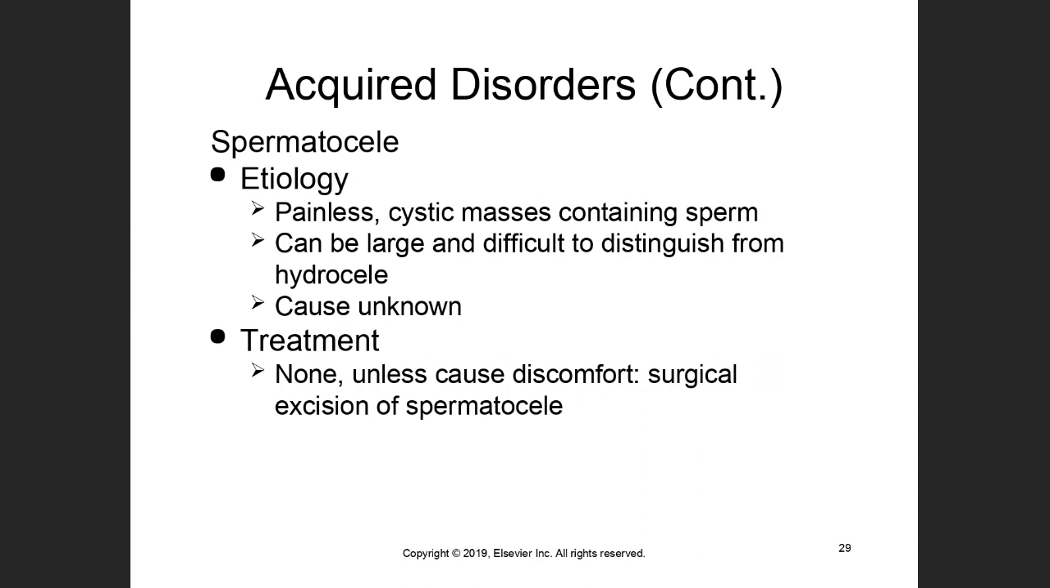Spermatoceles: the etiology is a painless cyst mass containing sperm. It can be large and difficult to distinguish from hydrocele. The cause is unknown, and there is no treatment unless it causes discomfort, that means that you start feeling signs and symptoms. If you feel signs and symptoms, you do drainage surgically.